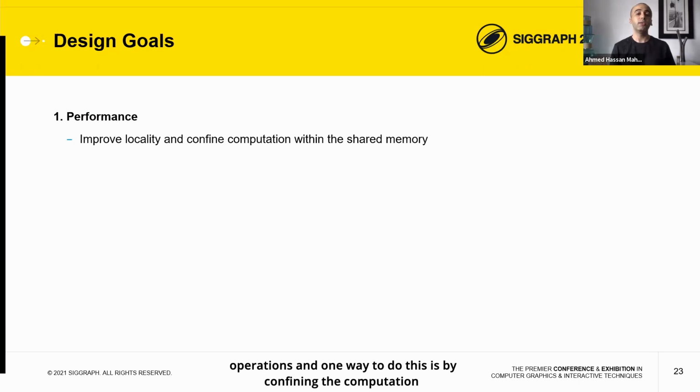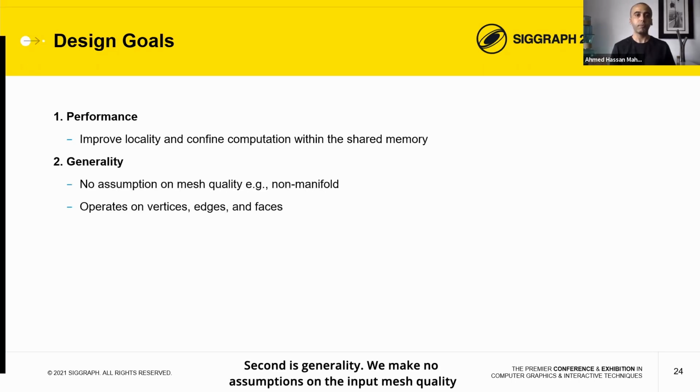And one way to do this is by confining the computation within the GPU shared memory. Second is generality. We make no assumption on the input mesh quality. It could be non-manifold, non-orientable, or containing self-intersection. We assume also that the user requires operating on all mesh elements. These are the vertices, edges, and faces as dictated by the programming model.